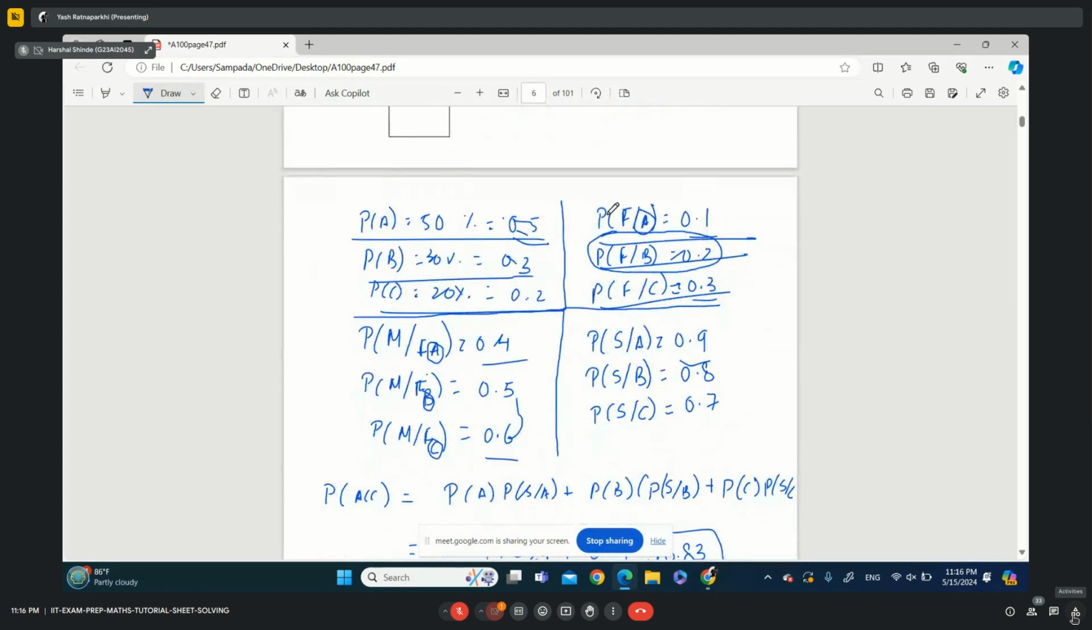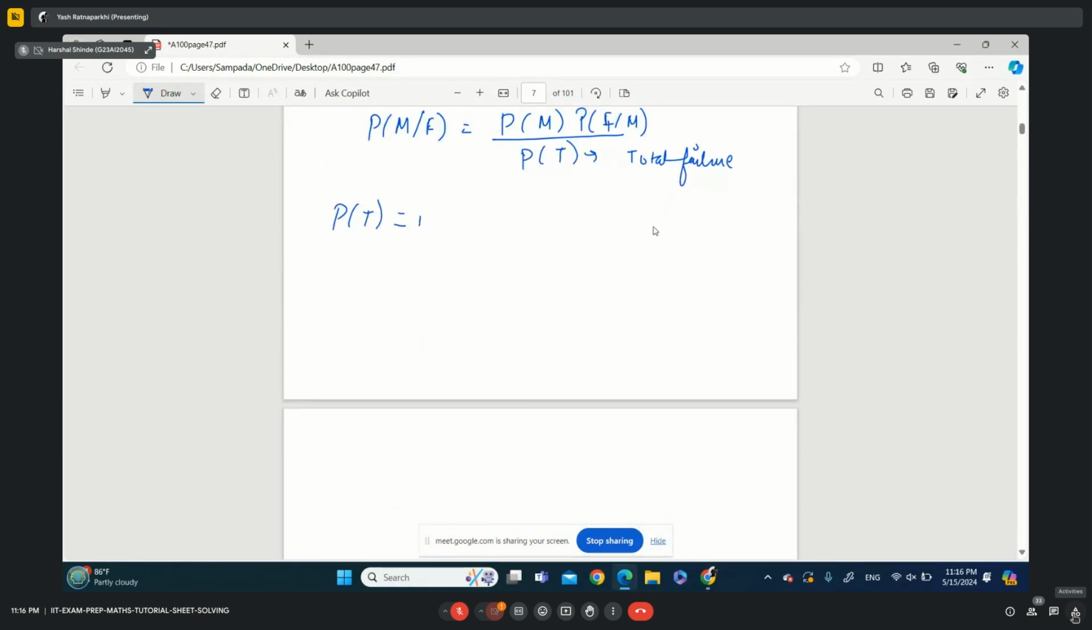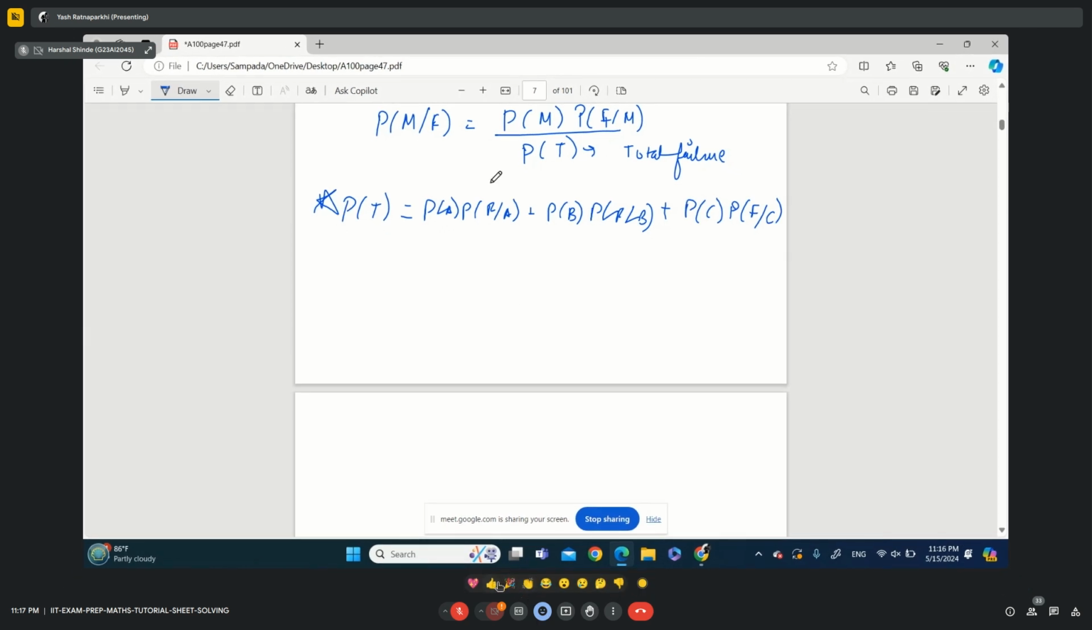So what I am doing, probability of A into probability of failure given A. यही probability of total failure होगा, right? Probability of A into probability of failure given A plus probability of B into probability of failure given B plus probability of C into probability of failure given C. ये लाइन समझ में आई सबको? ये लाइन शायद I am repeating it for the 10th or 15th time. In all the questions we have done this only, right? यही किया हुआ है for total.